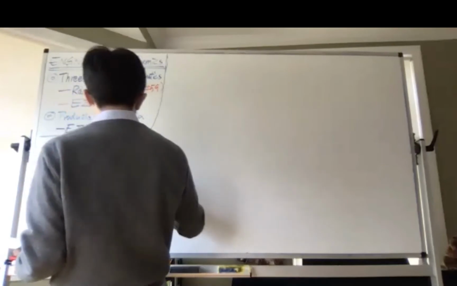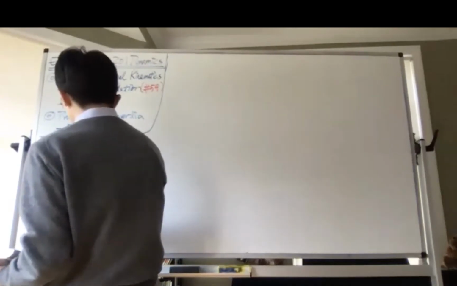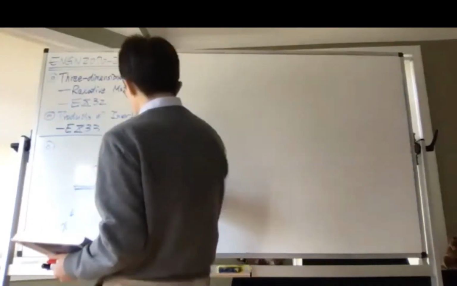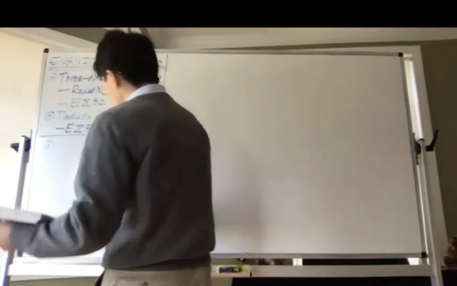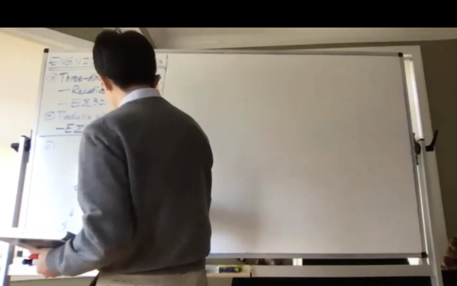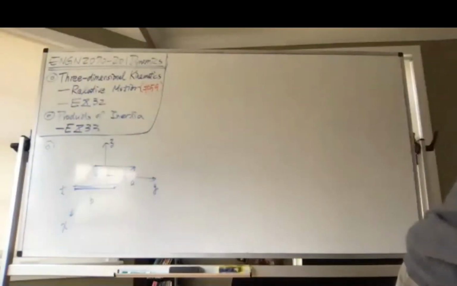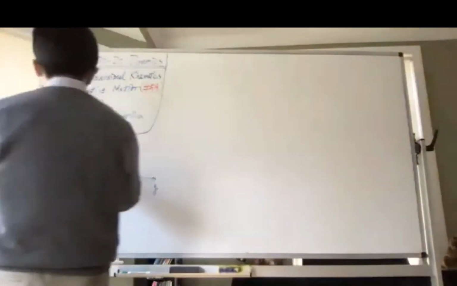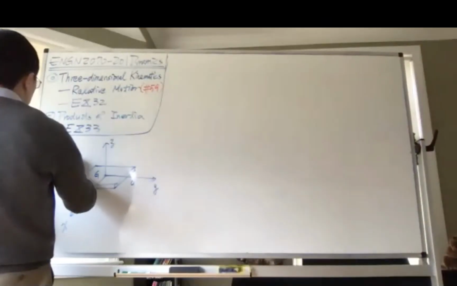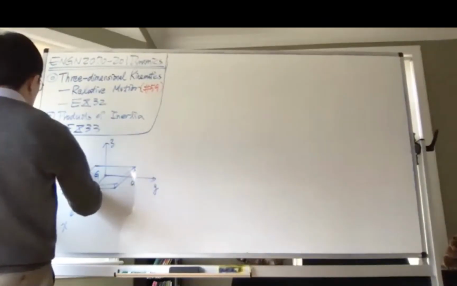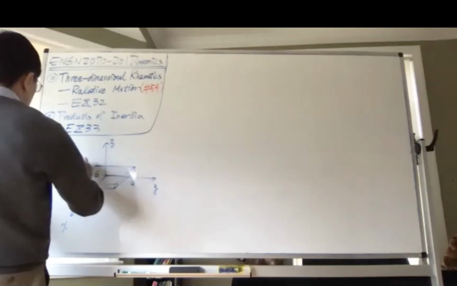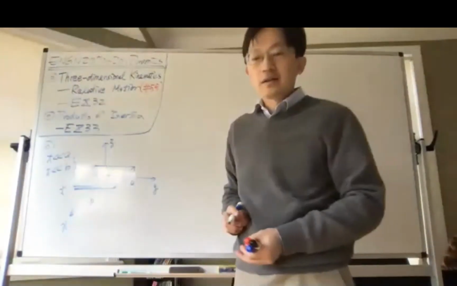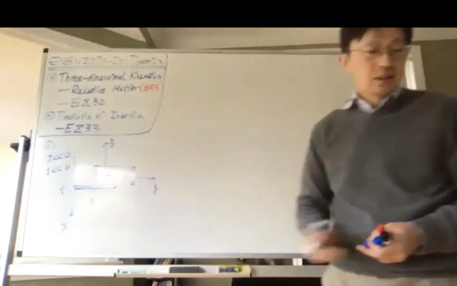with the XYZ defined like this. If this is X, this is Y, and this is Z, and the dimension here is B, and this one is A. Of course, the thickness is T. Once again, we always assume that T is much less than A and B. T is much less than A, and T is much less than B. Because if this is not true, you have to revise this expression.